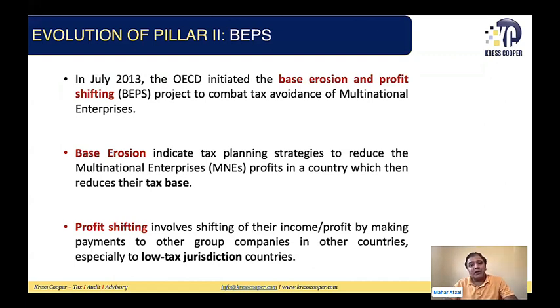So what they are doing, they are eroding the base from the UK. They are building up the base in UAE where the taxes are low, because they want to avoid the taxes. This is the concept of base erosion and profit shifting.